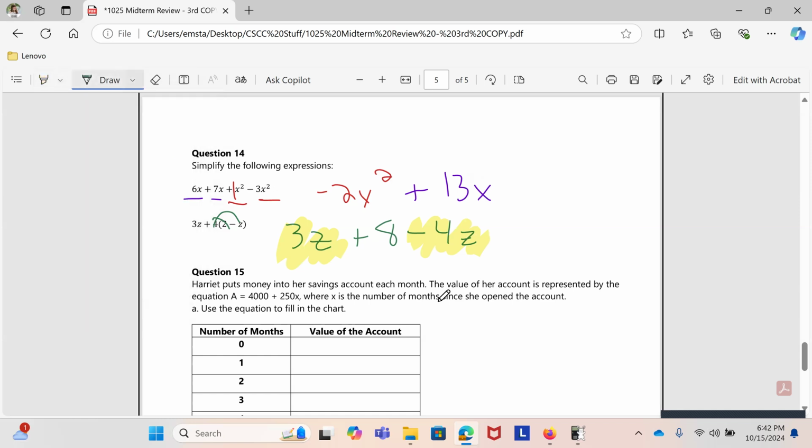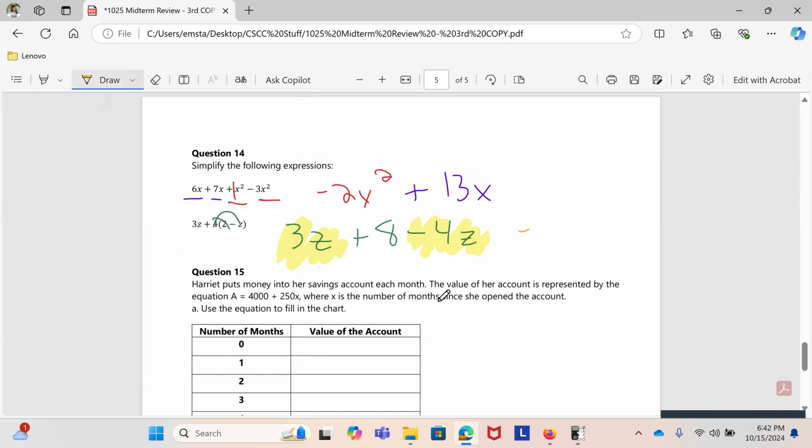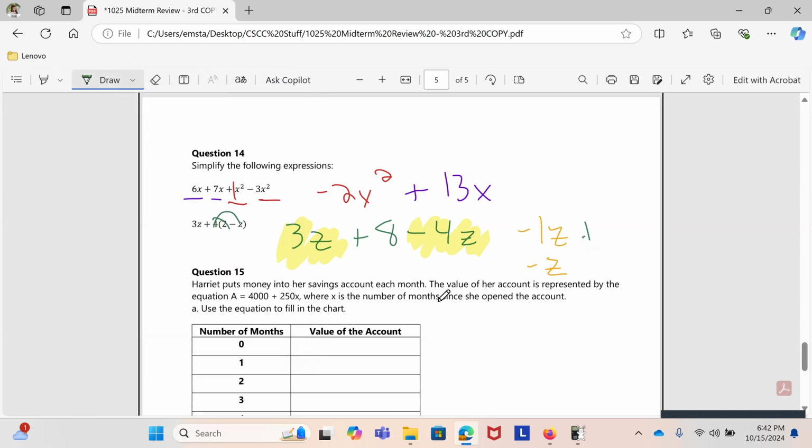What is 3 minus 4? -1. Yep. And you can write it as negative 1z or just negative z. Either would be okay. And then there's nothing to combine with the 8, so I just bring that as part of my problem, and you're done.